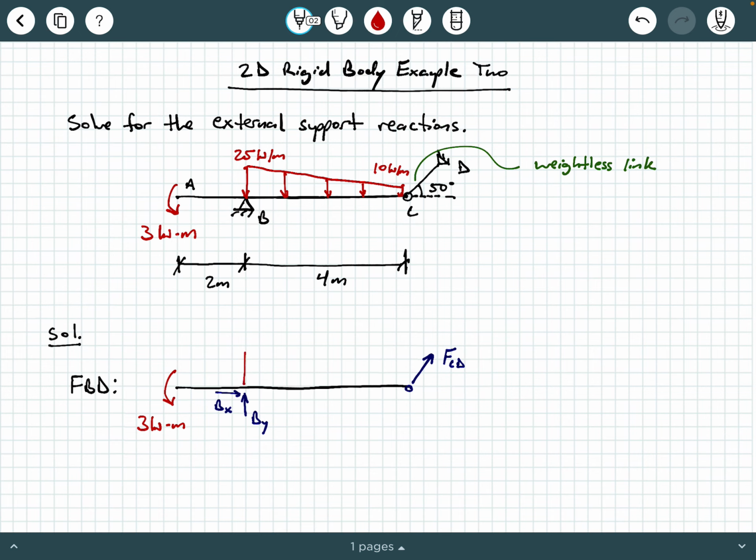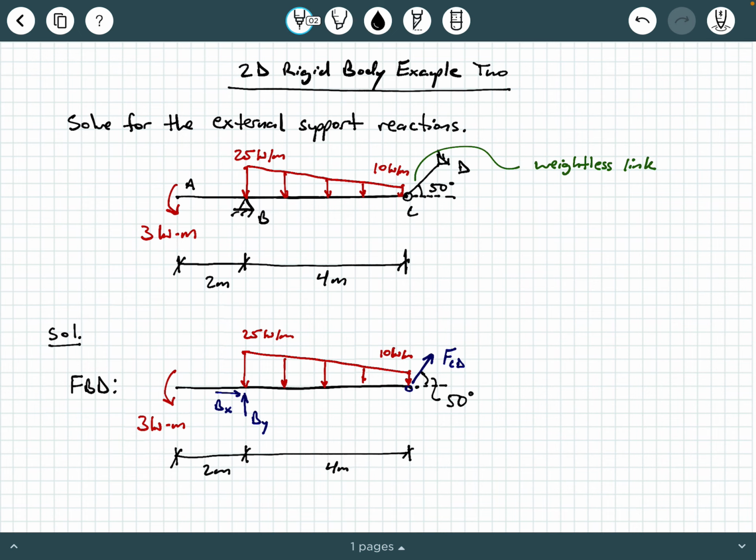So we know that we have this trapezoidal load acting from B to C, and at point B, it has an intensity of 25 kilonewtons per meter, and at C, it has an intensity of 10 kilonewtons per meter. And then over at C, where that weightless link is located, we're going to show on here that 50-degree angle that FCD is making with a horizontal. And we also need to show all of the appropriate dimension lines. So here we have a 2-meter dimension line and a 4-meter dimension line.